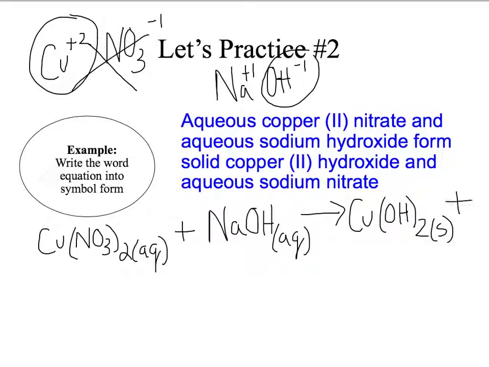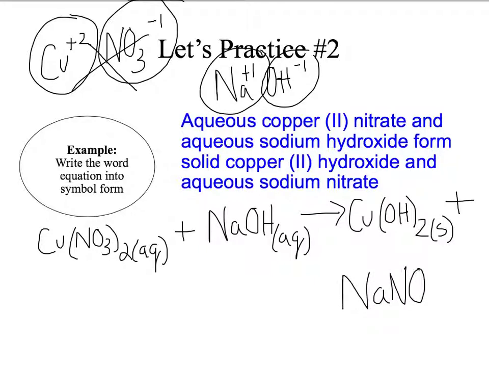And means plus. Now it's aqueous sodium nitrate. Remember, sodium is Na plus 1. Nitrate is NO3 minus 1. That becomes NaNO3. Okay, and this is (aq). Please ignore my pen, and hopefully you can get all this in a straight line.